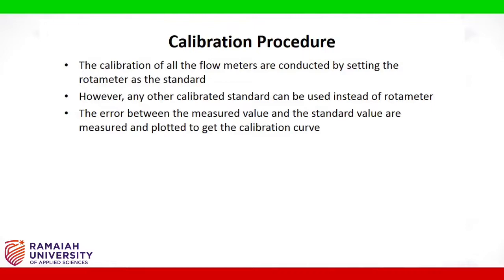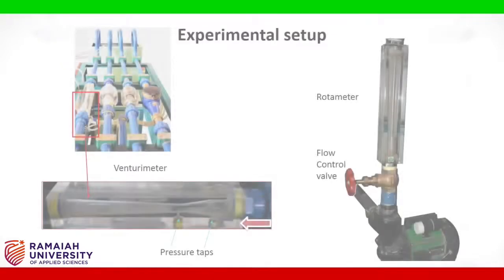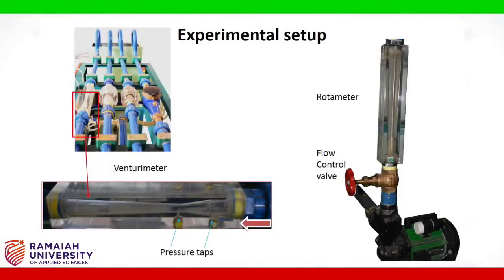The calibration of all the flow meters are conducted by setting the rotameter as the standard. However, any other calibrated standard can be used instead of rotameter. Error between the measured value and the standard value are measured and plotted to get the calibration curve. Setup consists of all 5 flow meters connected to a storage tank via pump. The pump output is measured using rotameter.